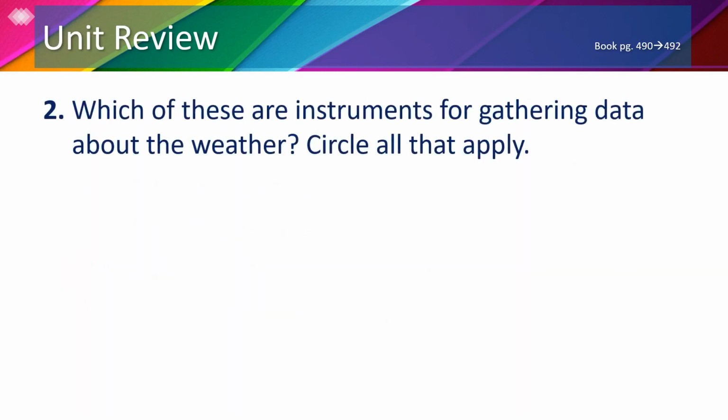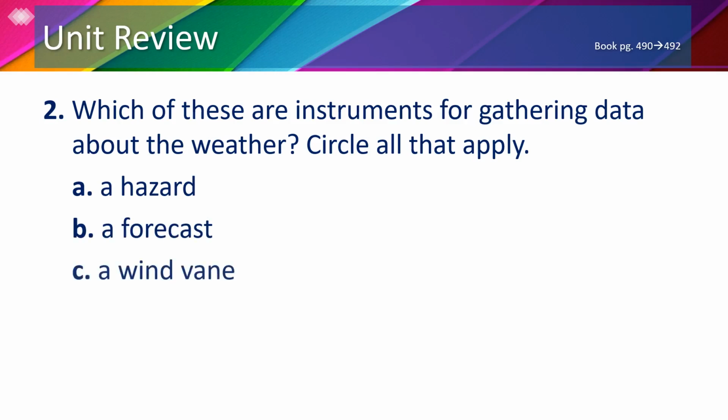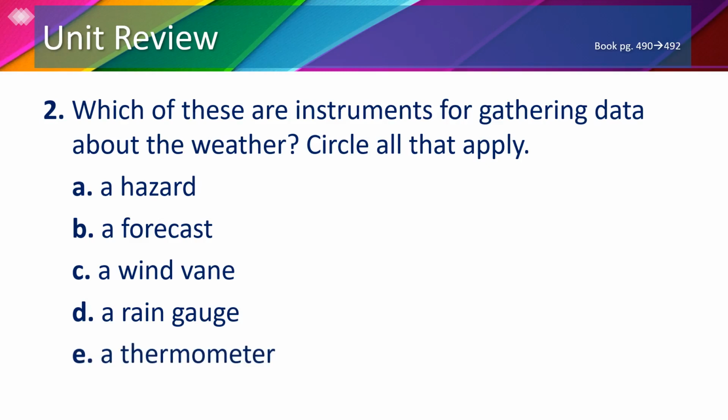Number 2, which of these are instruments for gathering data about the weather? Circle all that apply. Is it A, a hazard, B, a forecast, C, a wind vane, D, a rain gauge, or E, a thermometer? The 3 instruments we mentioned in this unit that are used to gather data about the weather are wind vanes, rain gauges, and thermometers.